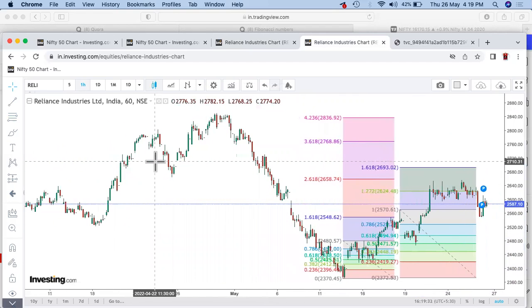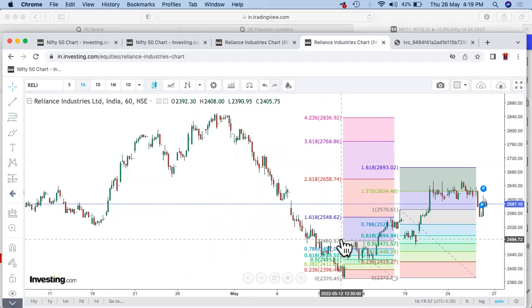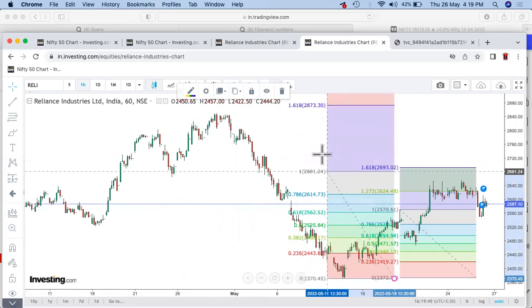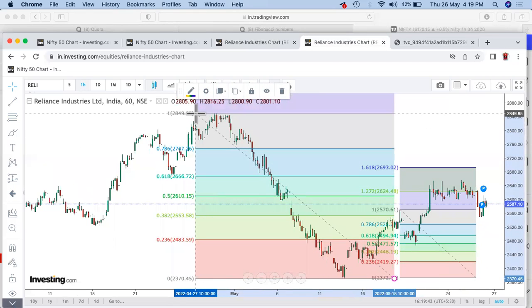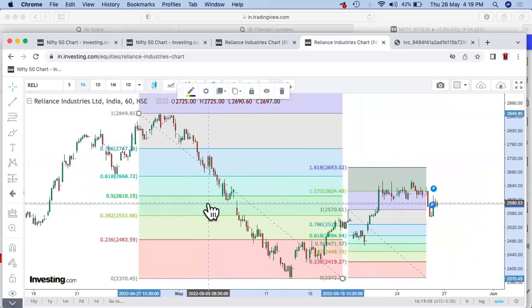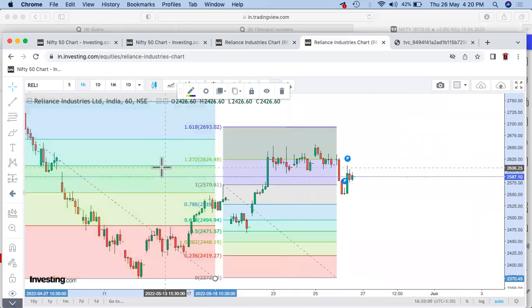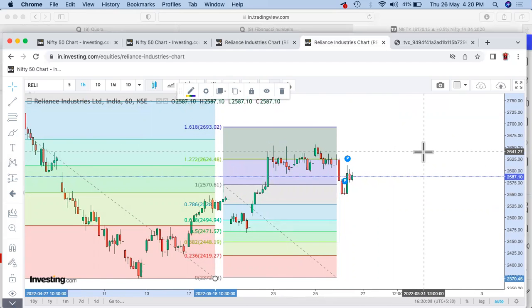For example, if I see from the high level, right? I'll continue with the same Fibonacci and just go from the high to the low, right? So this is my high, that is level 1, and this is my low, right? And the market has come down to my 0.5 level, which is 2610, right? So here, if you see altogether, there has been price action exactly at those levels. Like it was going up, coming down, going up, coming down, and then the market has been moving up, right?